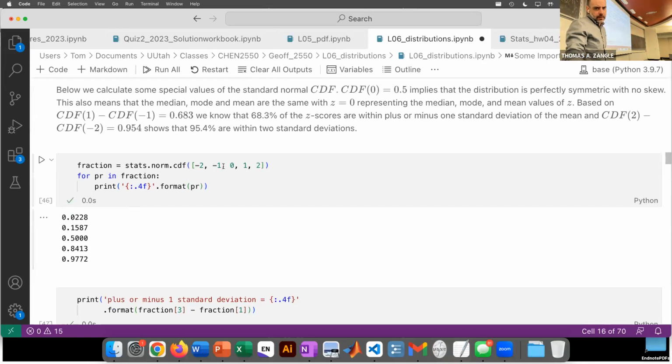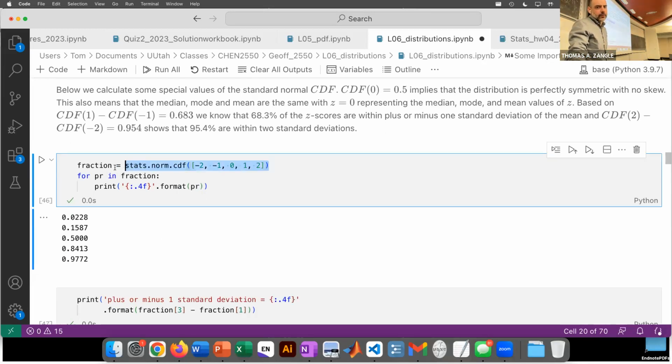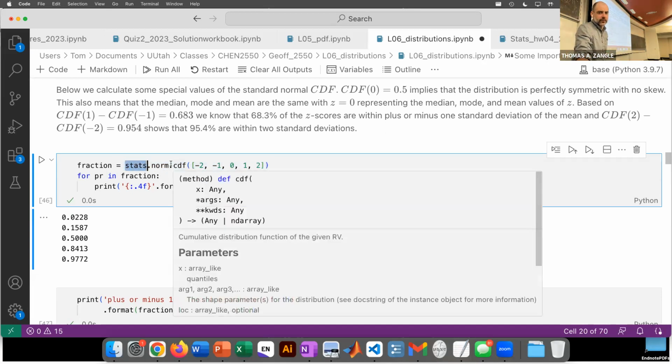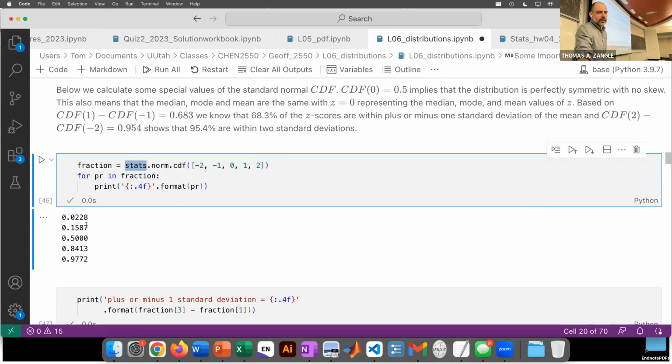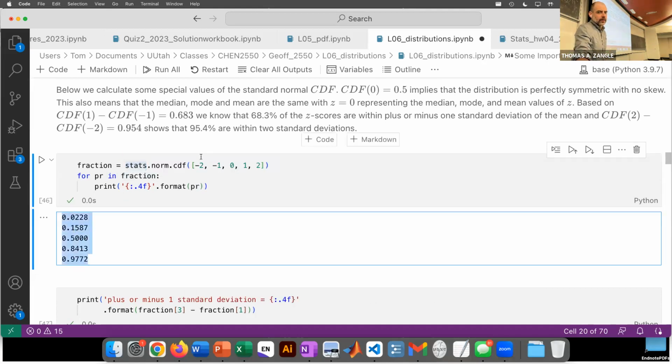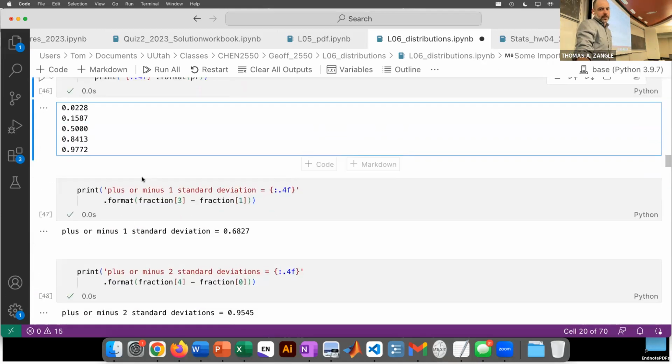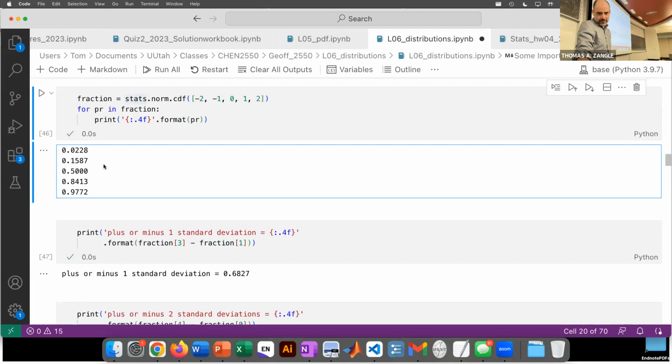And these are the actual computed CDF values using the stats.norm.cdf function. We're then plotting the CDF values for these different values of z-score. And what we would see is that if we take this value minus this value, which is what we're computing down here, we end up with that 68.3%. This is telling us 68.3% of the data is within 1 standard deviation of the mean.